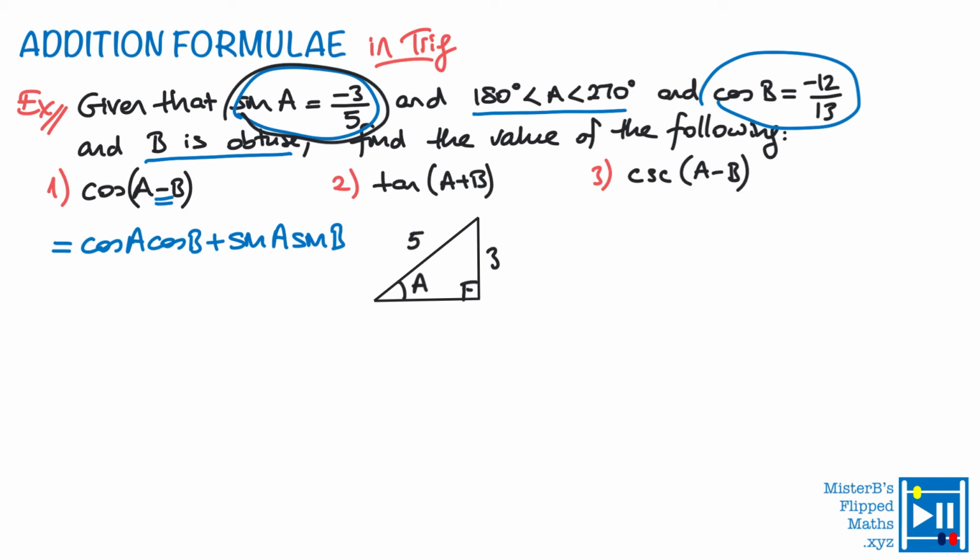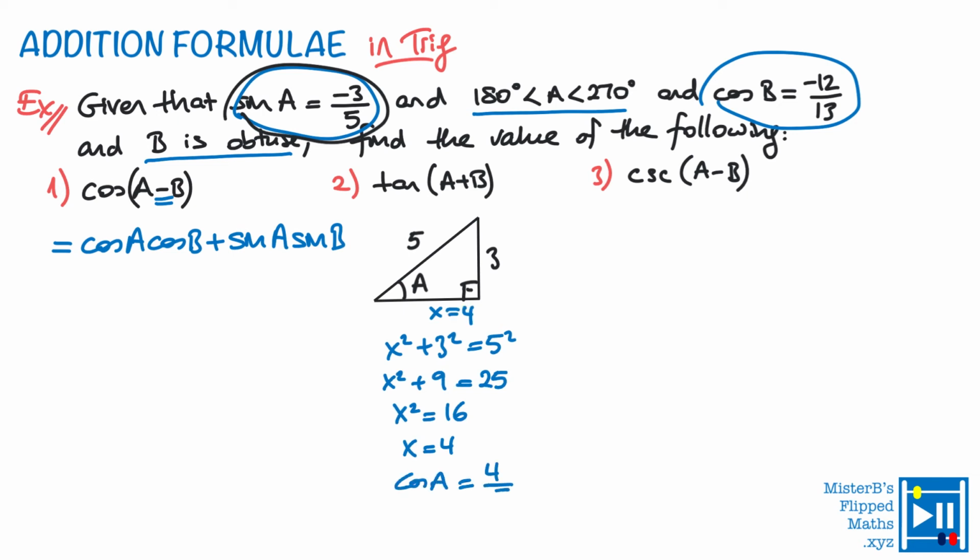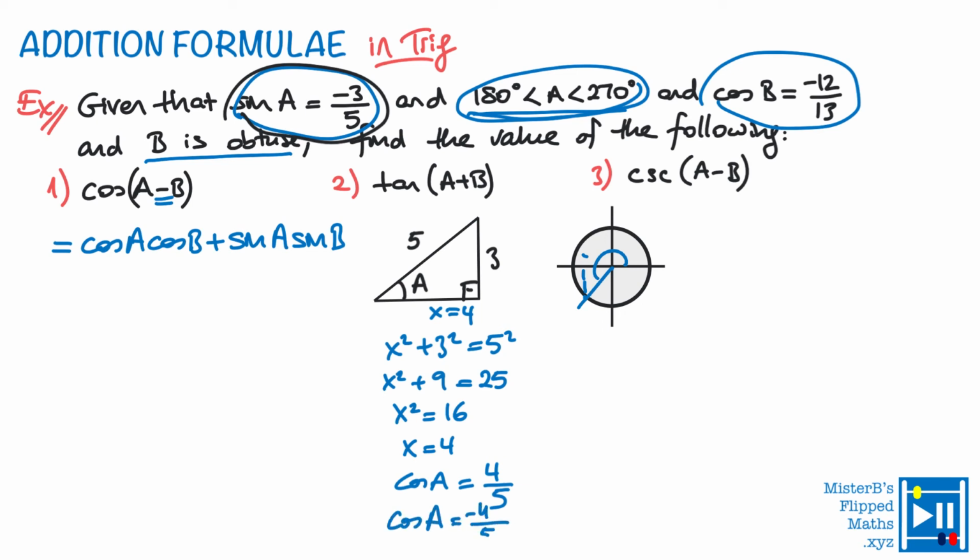Now, to find cosine A, I need to calculate this side length. So it's going to be x squared plus 3 squared equals 5 squared. It's Pythagoras, and x will be 4. So cosine A will be 4 over 5. Now, I'm going to look at the unit circle to figure out what cosine A actually is, because the angle A is in the third quadrant. So it's actually here, right? So in the third quadrant, cosine is negative. So this actually should be cosine A equals minus 4/5.